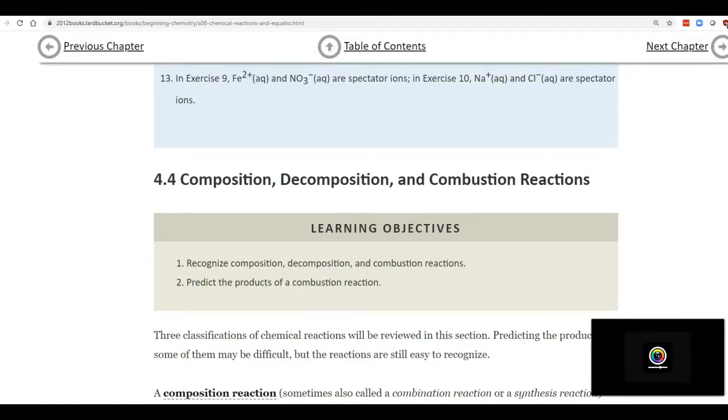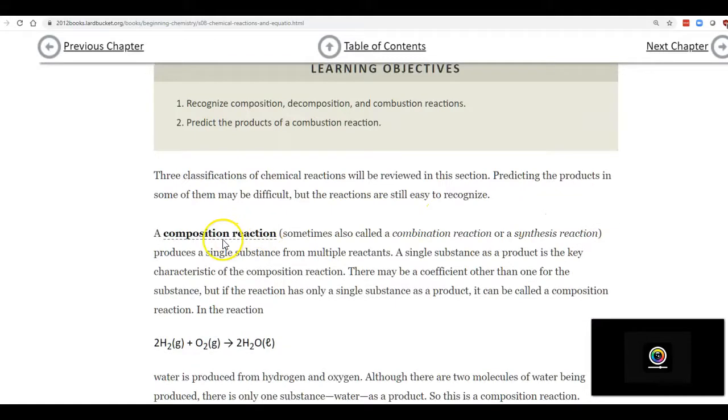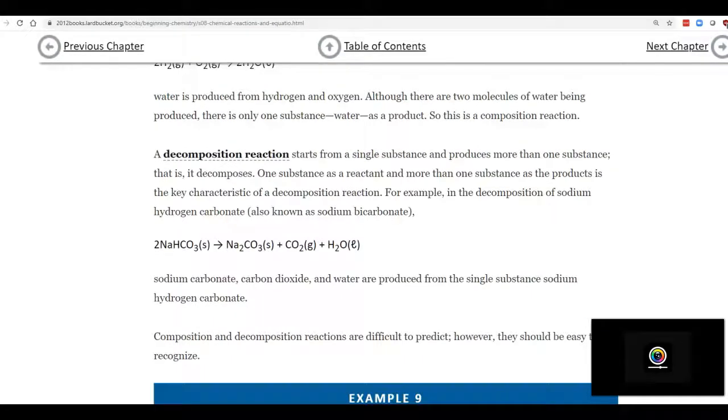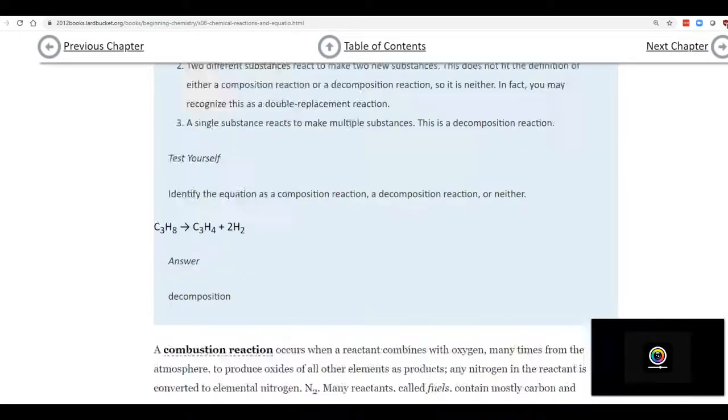The next three kinds of reactions are composition or combination, decomposition and combustion reactions. Composition, sometimes you'll see it as combination or synthesis. I usually call it synthesis. It's when you have two different elements on the left forming one thing on the right. So that's a composition. In this book they call it composition. Most of the time you'll see it as combination or synthesis. Decomposition is the exact opposite, where you have one kind of molecule that's breaking into pieces on the right hand side. That's decomposition. So learn about that.